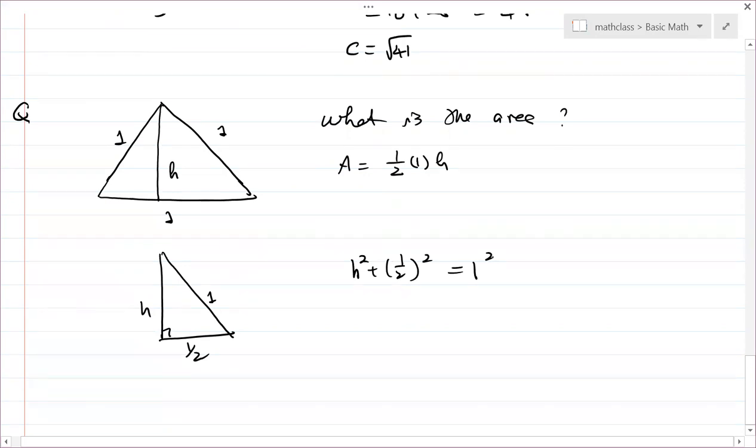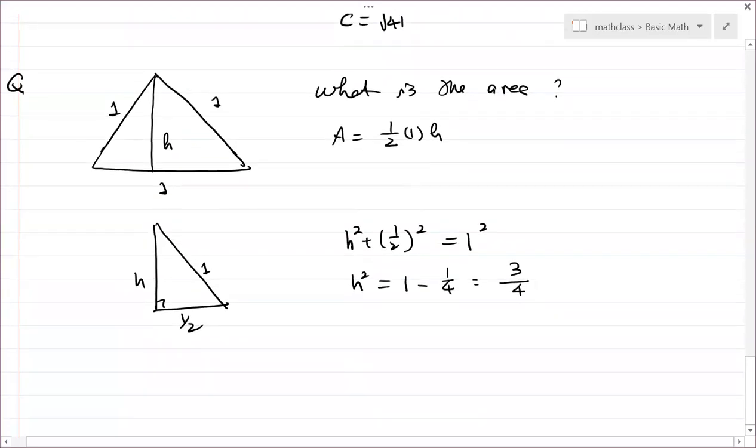Then you solve for h, then you answer the question. So h squared is going to be 1 minus (1/2) squared, which is a quarter. So simplify, you get 3/4. So how do you find h? Just take the square root of 3/4. But you can also write it like this. And the square root of 4 is going to be 2. Okay, so that is the height. It's an irrational number, that's okay.